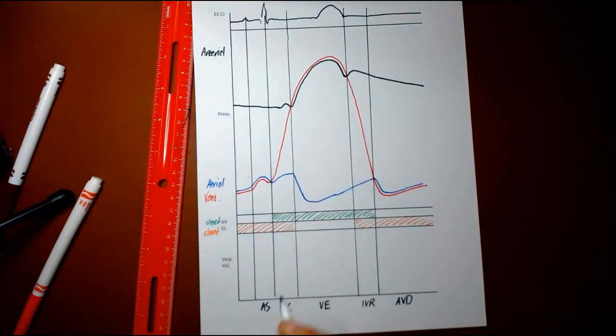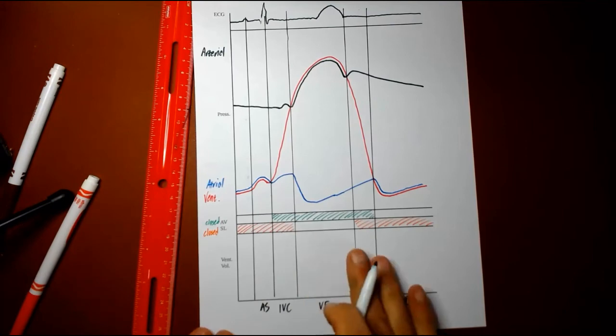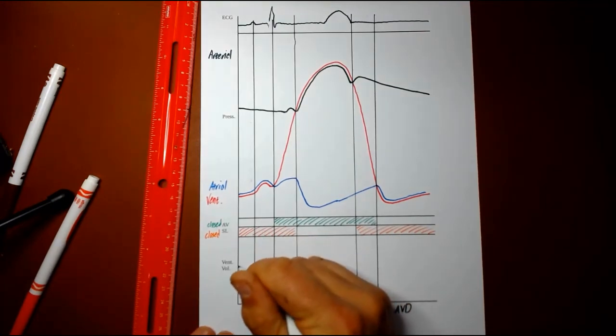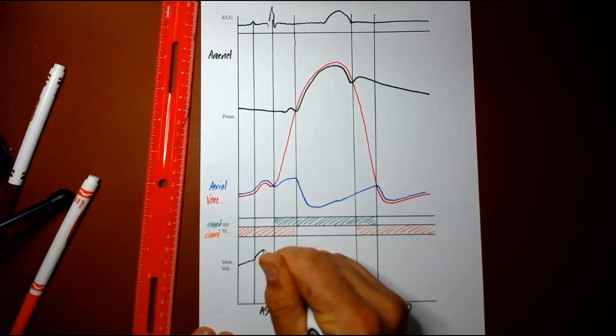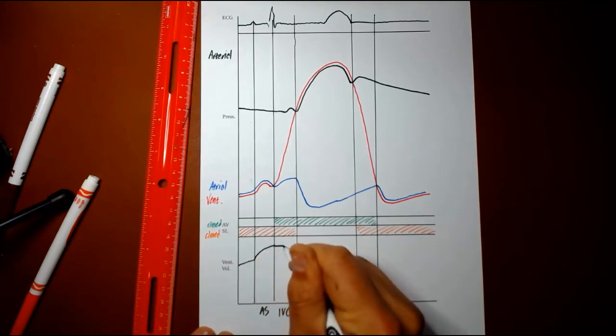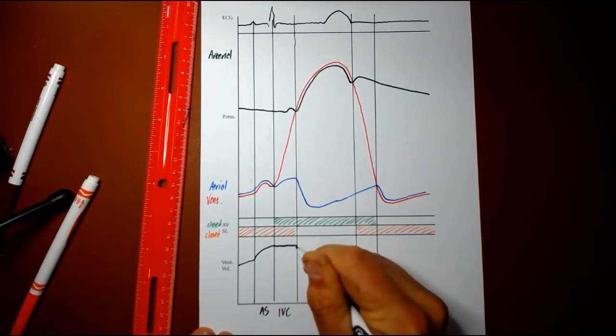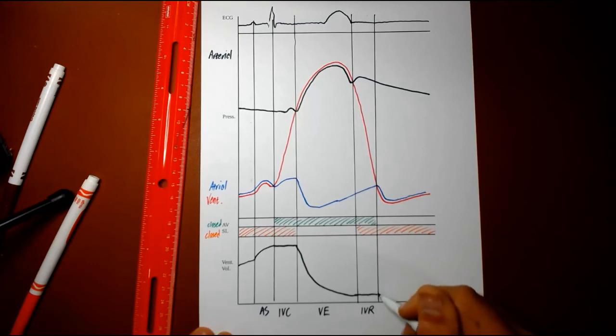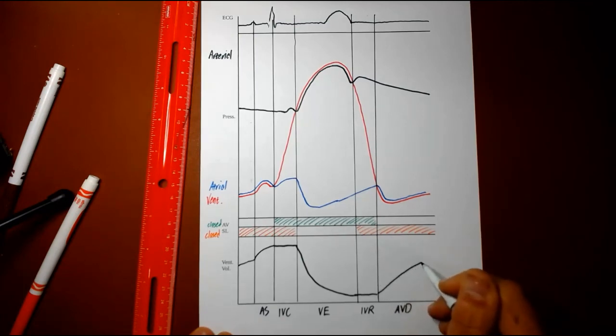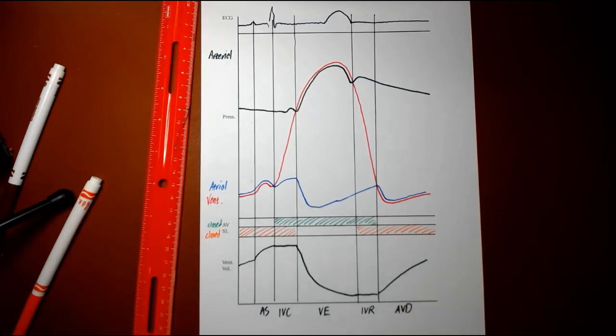And we can fill in our ventricular volume as well. Volume should start high and rising. During atrial systole, it should get bumped up. Flat during isovolumic contraction. Dropping off during ejection. Flat during relaxation. And then rising again during atrial and ventricular diastole.